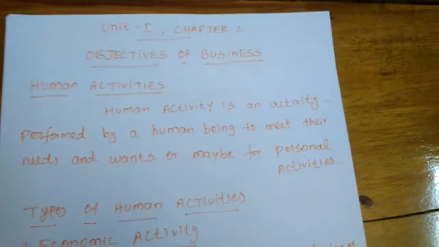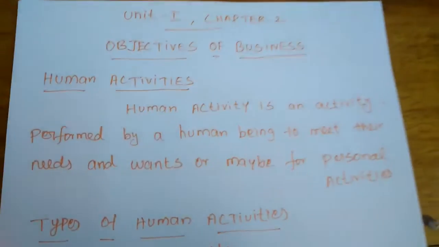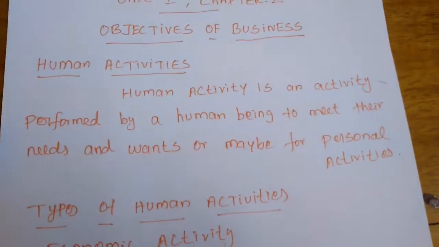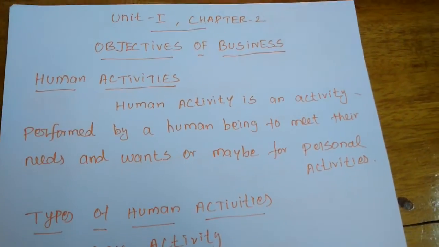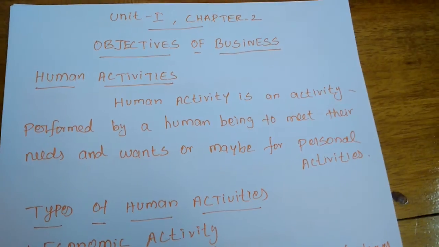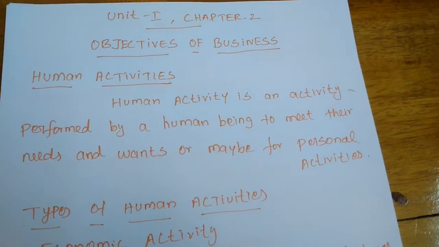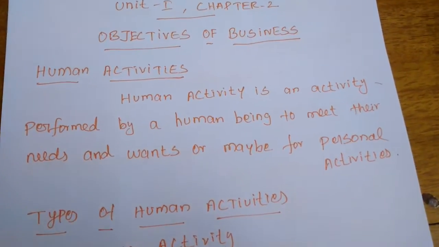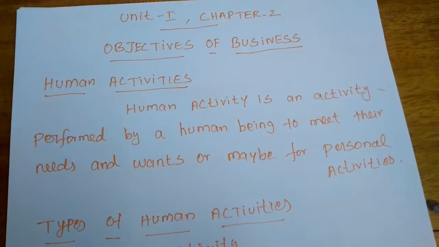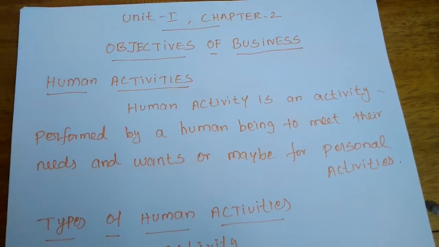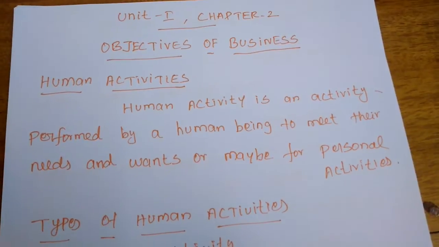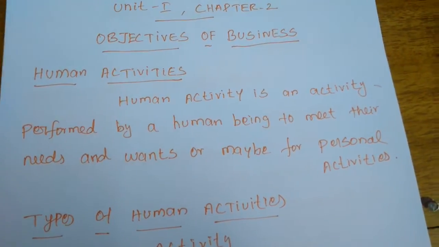In this chapter, first we will study the human activities, because our chapter name is objectives of business. If you consider business, so much of business is concluded by human activities. So we will start from the human activities.